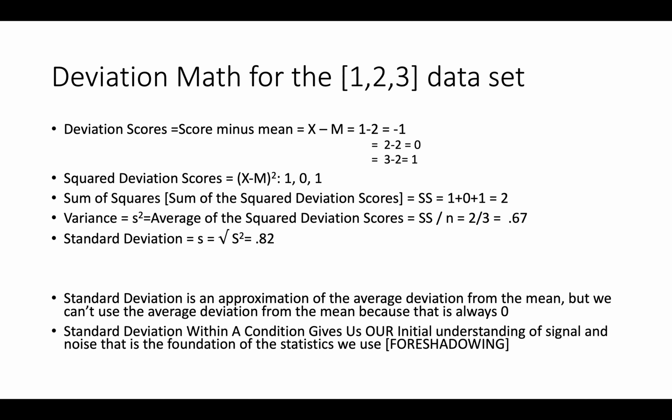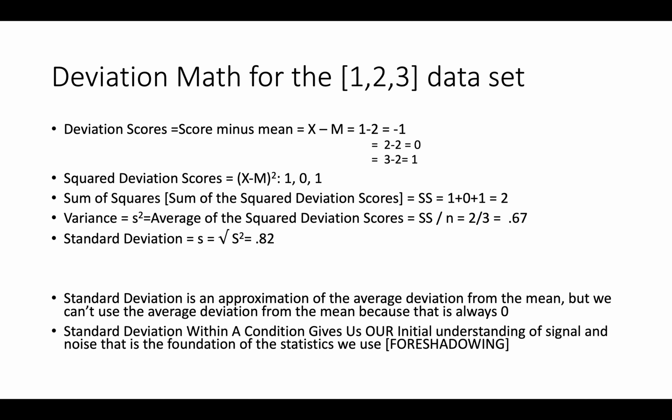So our first step, calculate our deviation scores. We know our data is 1, 2, and 3. We know our mean is 2. We know that from before. We know our deviation scores are -1, 0, and 1. So I'm going to square each of those. My first step is to square those deviation scores to get rid of that negative sign. 1, 0, 1. Those are my new deviation scores. I add those together. 1 plus 0 plus 1 equals 2.